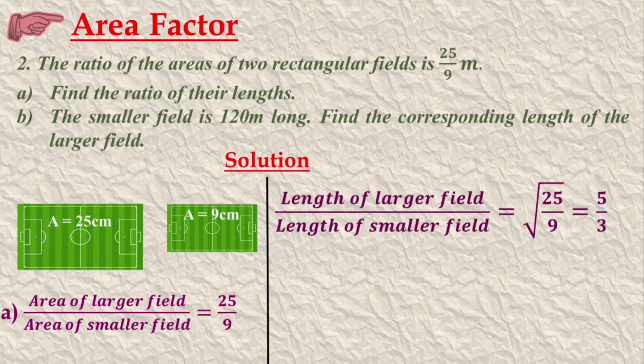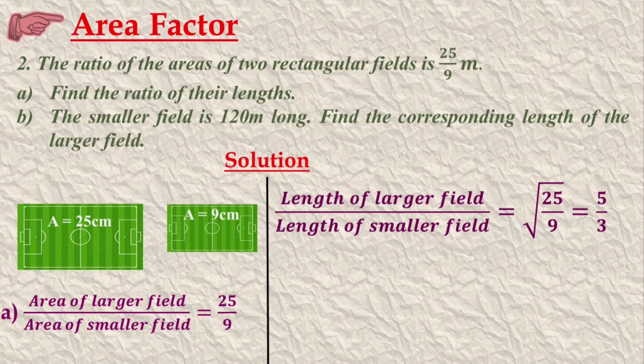Therefore, the length of the larger field over the length of the smaller field will be equal to the square root of 25 over 9. The square root of 25 is 5 and the square root of 9 is 3. This means that the length of the larger field is equal to 5 and the length of the smaller field is equal to 3. This is the ratio of the lengths of the fields as required in part A.